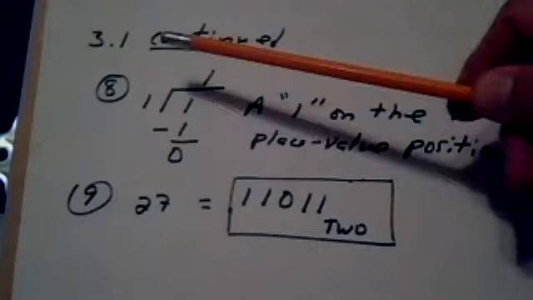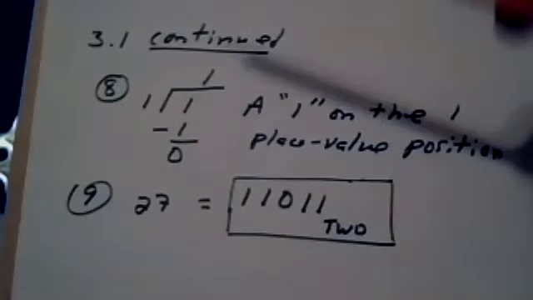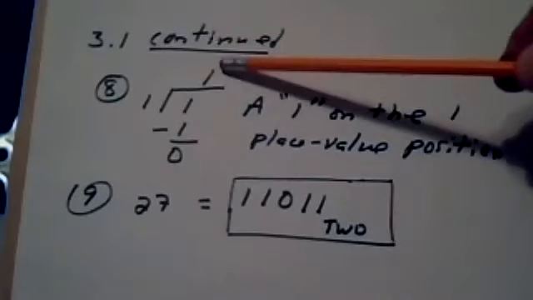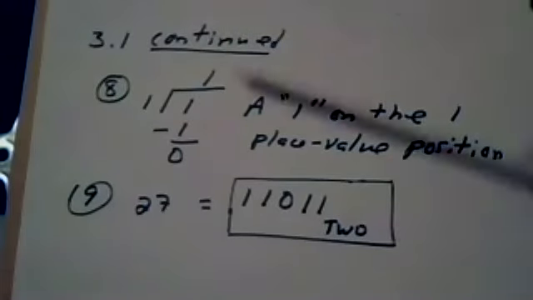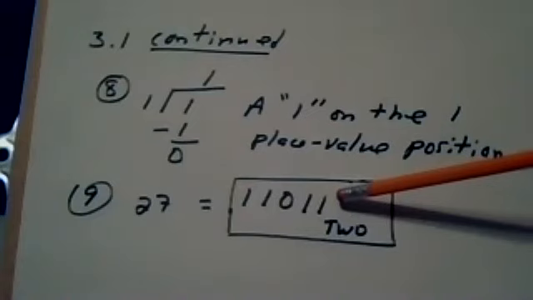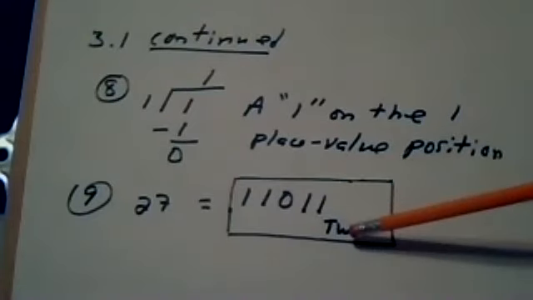All the quotients you obtained, you line them up. And that would be your base 2 equivalent.